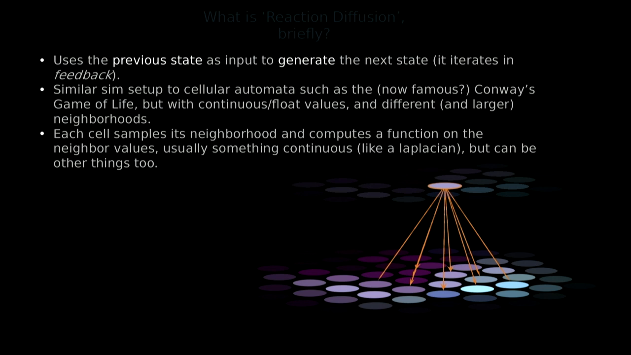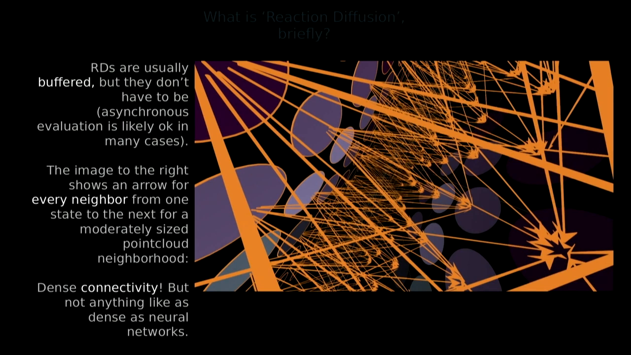And usually they will be using some kind of continuous sampling of the neighborhood to produce the next state. The Laplacian operator is the most common, which is sort of like a blur. But there are also lots of other ways of transforming the neighborhood of values into a smooth next value for use in the remainder of the formula. Now, here's a little diagram of the connectivity: say on the left is the previous frame and on the right is the next frame. So it's fairly dense in terms of the connectivity between the cells if you draw it all out. Nowhere near as dense as something like a neural network, where any cell can be connected to any other number of cells.